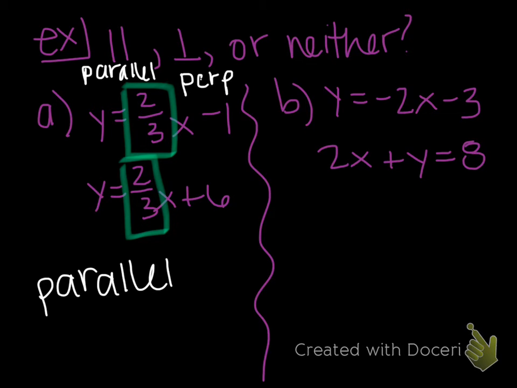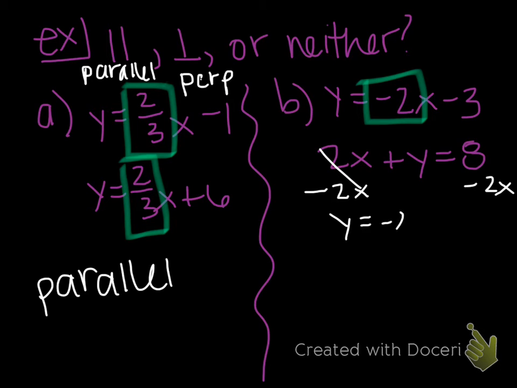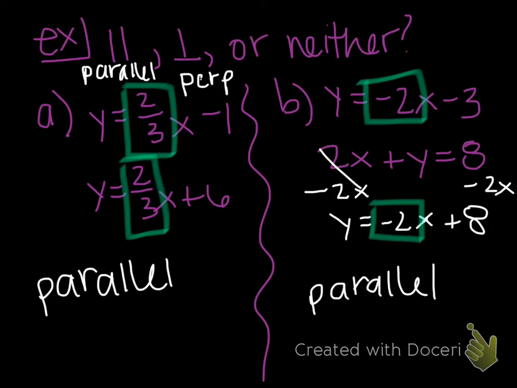In letter B, I can see one of the slopes. I know one of the slopes is negative 2. But before I can proceed, I need to get y by itself in that second equation so I can determine the slope. So I have to subtract 2x from both sides. After I do that, I get y equals negative 2x plus 8. And now I can identify my slope, and in this case it's negative 2. So again, the slopes are the same, so this would be an example of parallel lines.